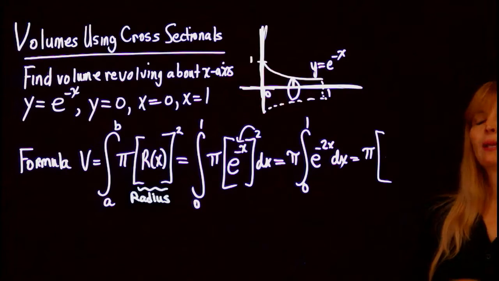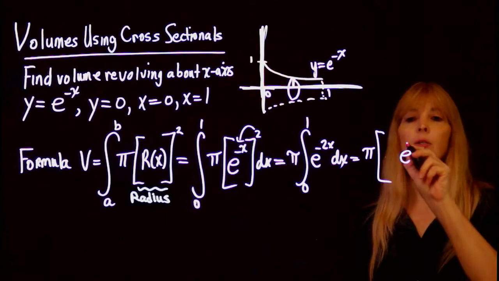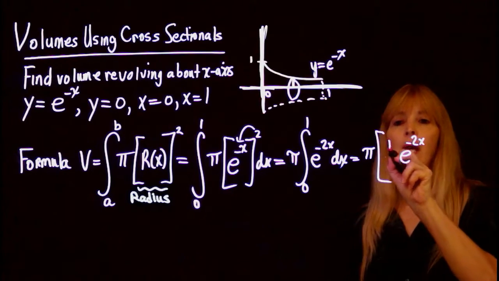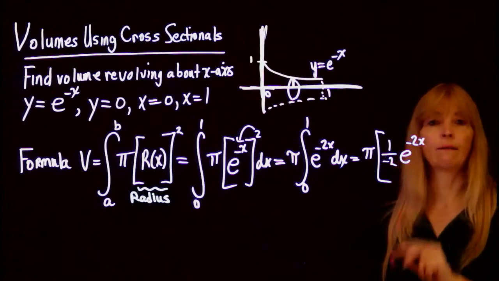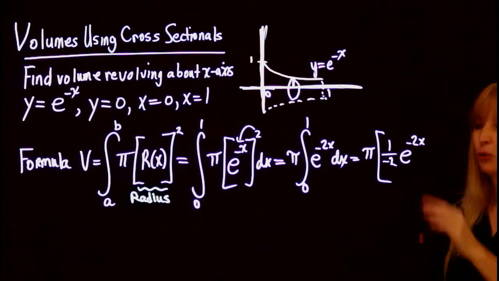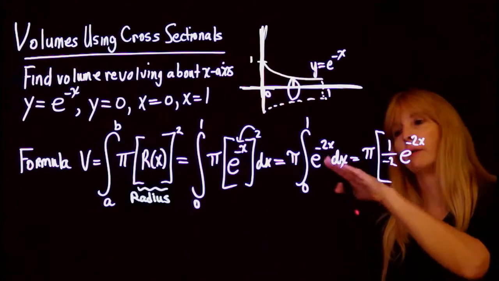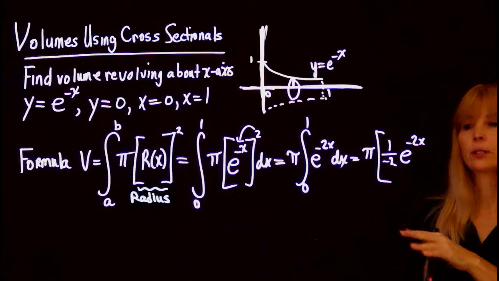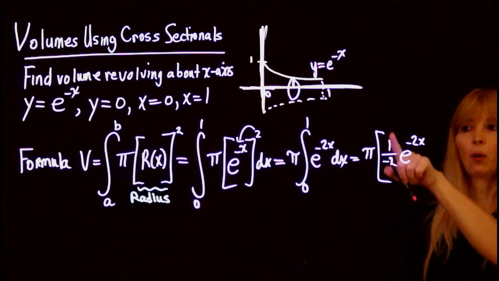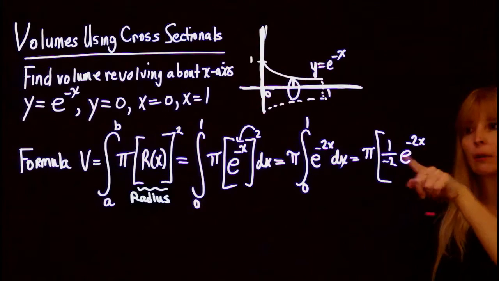In here, remember the antiderivative of e to the negative 2x is e to the negative 2x, and then 1 over k, which is the negative 2. If you didn't remember that, you could use substitution: let u equal negative 2x, the derivative of negative 2x is negative 2, and so on. But this is a nice little formula, 1 over k, e to the kx, all right?